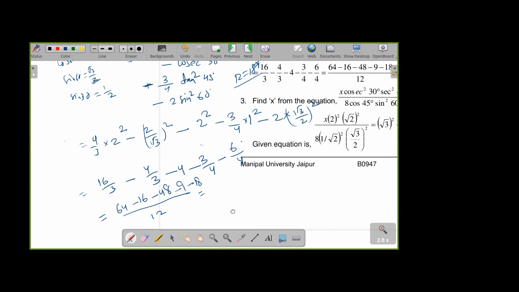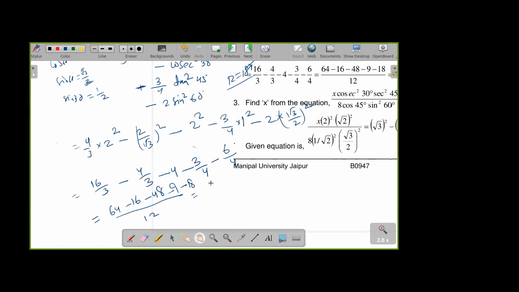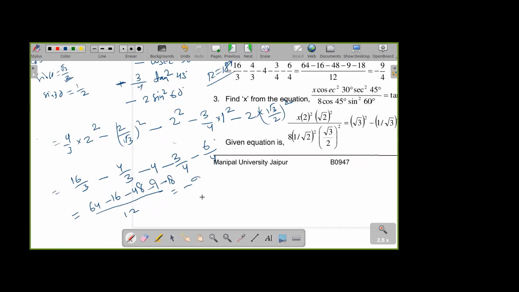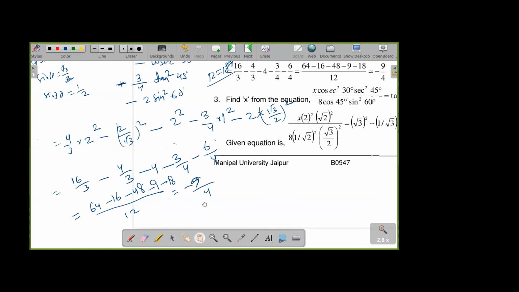9 minus 9. Minus 9 by 4. Okay. Anyone have doubt? How I solved or how I put the values? This was just simply putting the values and get the answer.